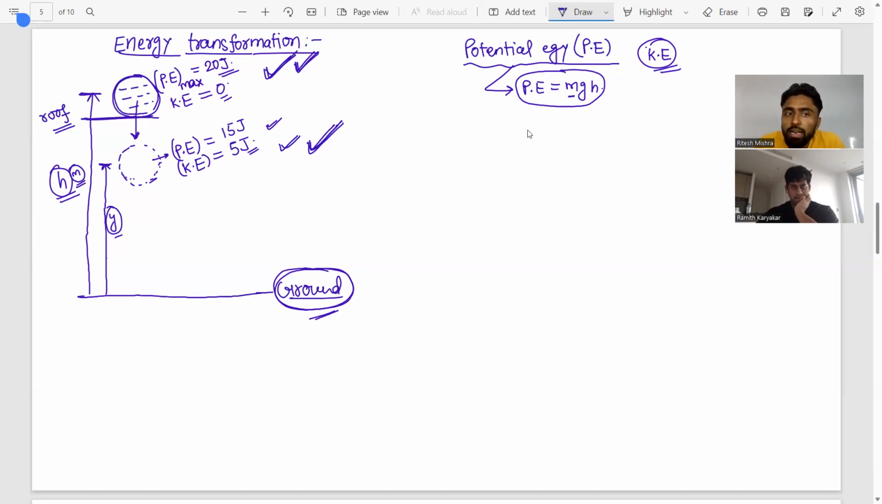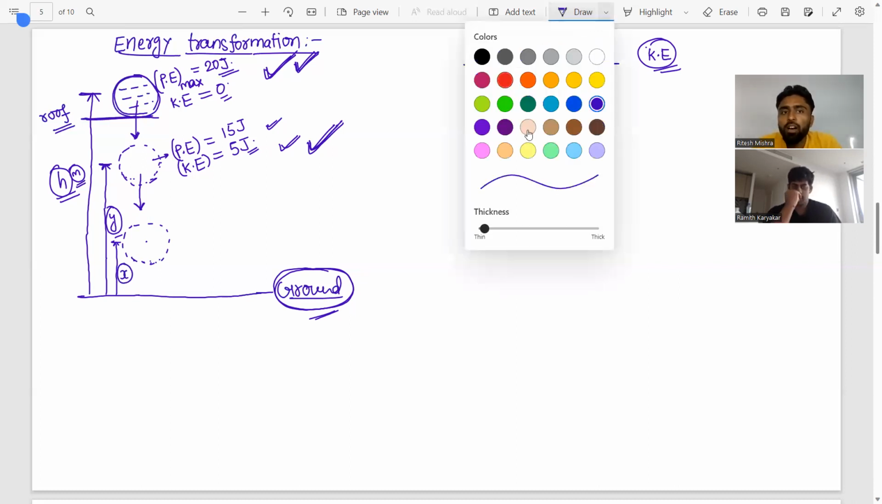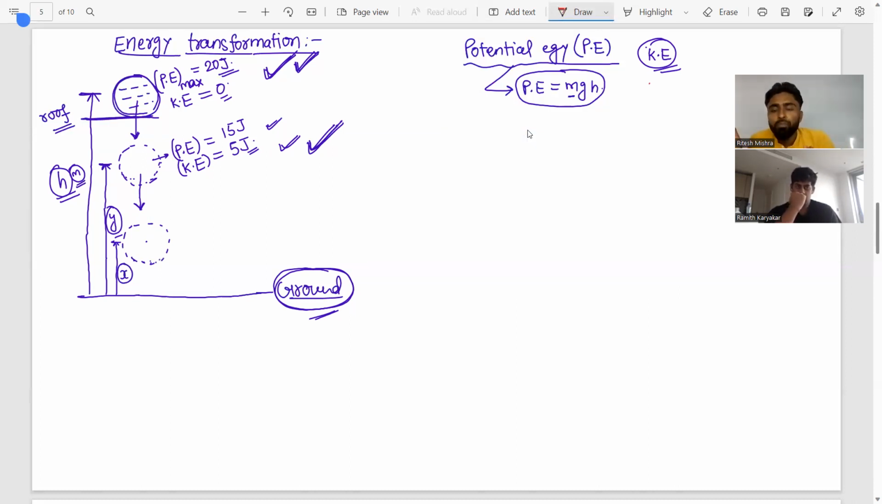Now let us assume one more position. This body is falling. Let us assume this body has reached this position. Now, for this body at this position, the distance is very less. Let us assume this distance is x. Now, for this distance, potential energy will be very less. So let us assume here the potential energy of this body is 10 joule.